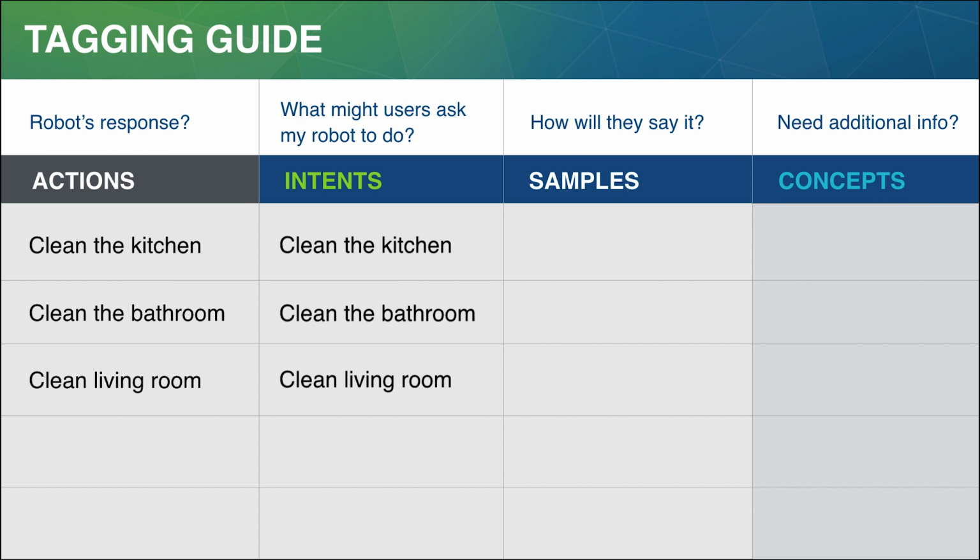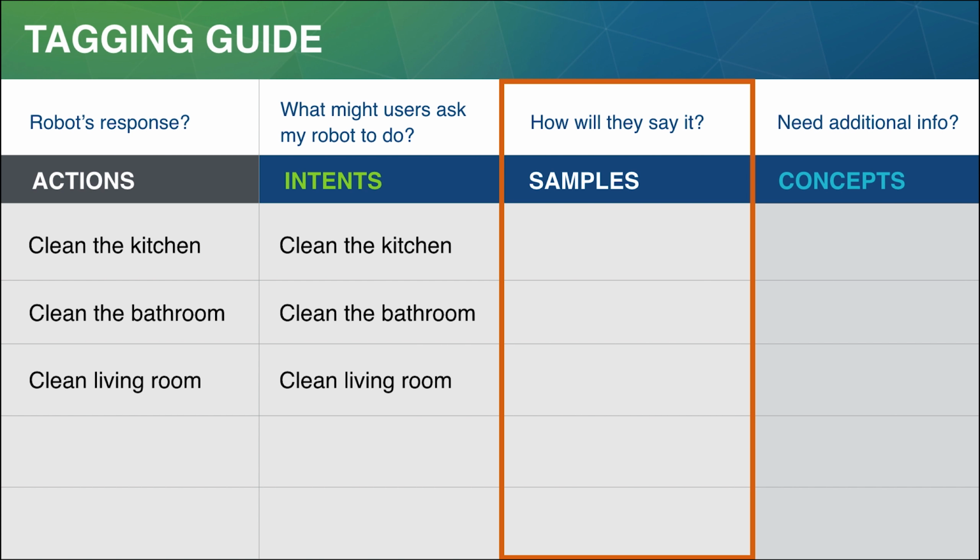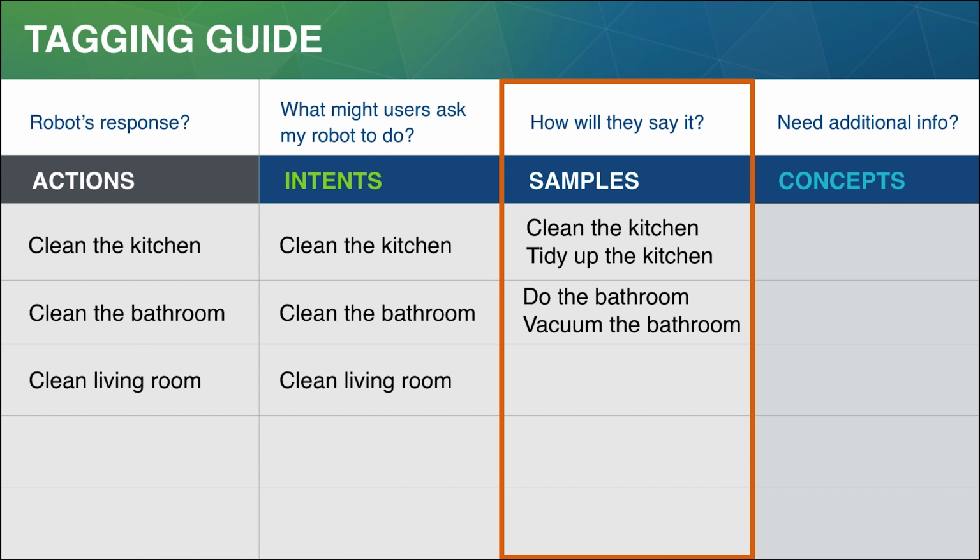I know that at the very least, when my users ask for these actions, I want to be able to respond appropriately. Creating intents for them will allow me to do that. Now, the power of natural language understanding is that when users ask for these things, they can speak in their own words. So my next step is to put in some samples of things users might say to express these intents. It's important to note that I'm just guessing what users will say for now. These samples will get refined later once people start interacting with my robot using voice.